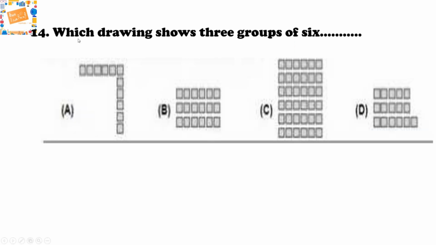Next question. Which drawing shows 3 groups of 6? Look at the images and choose your right answer. Again, calling it short because it's an easy one. If you count the number of groups of 6, here is 1 group, 2 groups and 3 groups. So clearly option B has 3 groups of 6, which is the right answer.